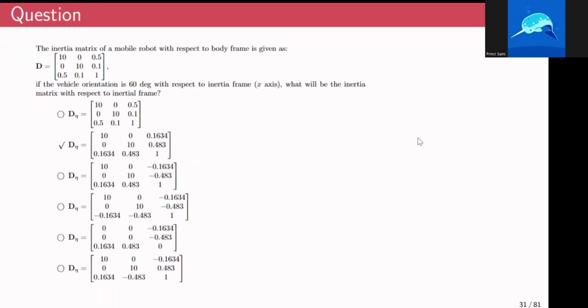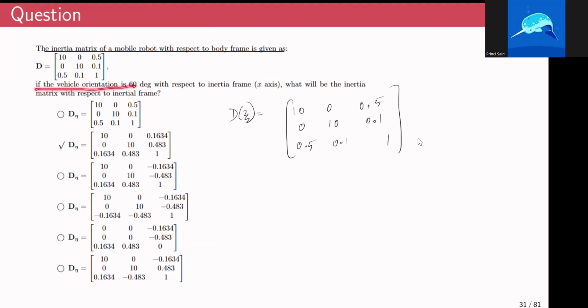Yeah, and another typical question is, if you are given an inertial matrix of the robot with respect to the body fixed frame of reference, so D of theta is given as 10, 0, 0.5, 0, 10, 0.1, 0.5, 0.1, and 1. And you're also given that the vehicle orientation is 60 degrees with respect to the inertial frame. What will be the inertial matrix with respect to the inertial frame? So you are asked to find out D of eta.